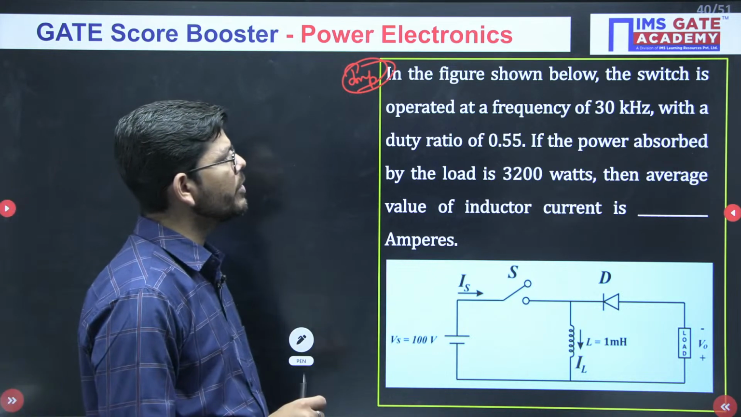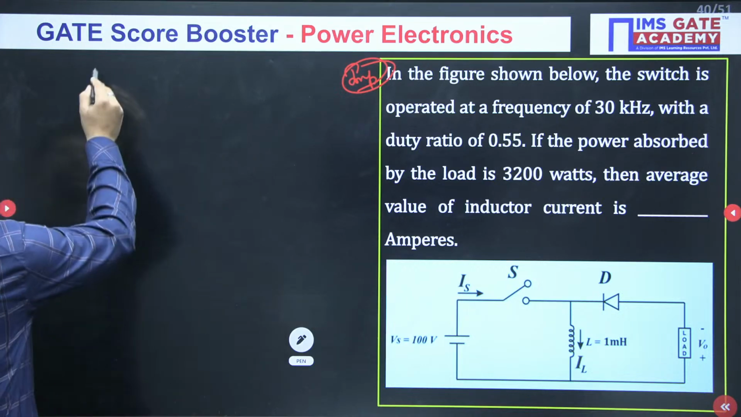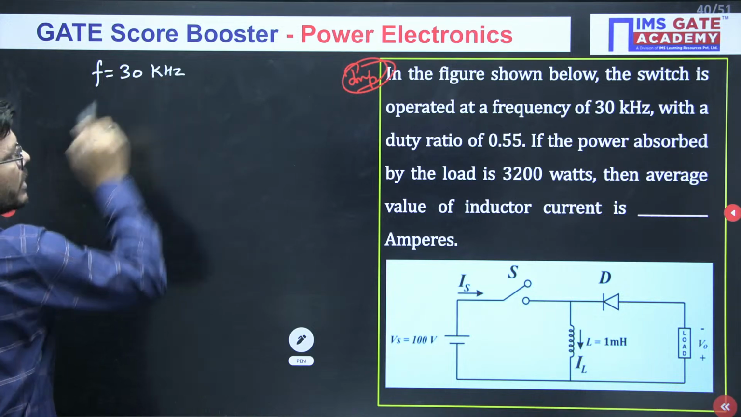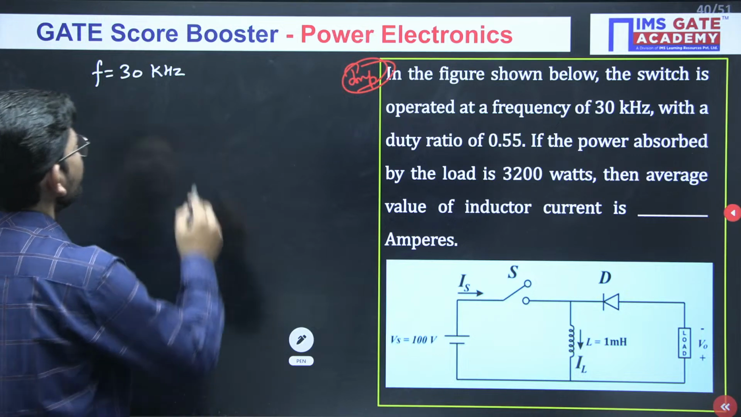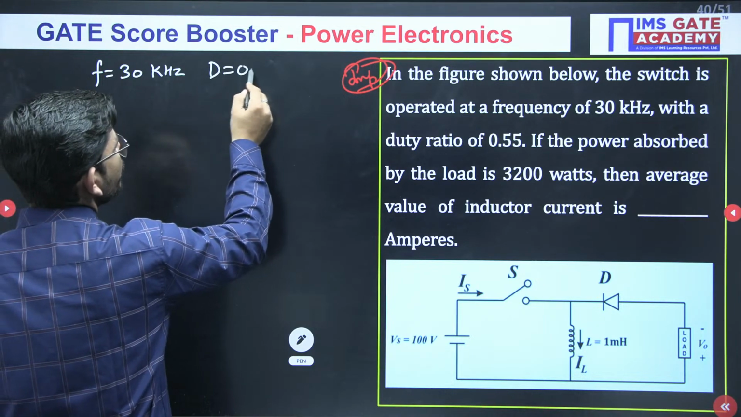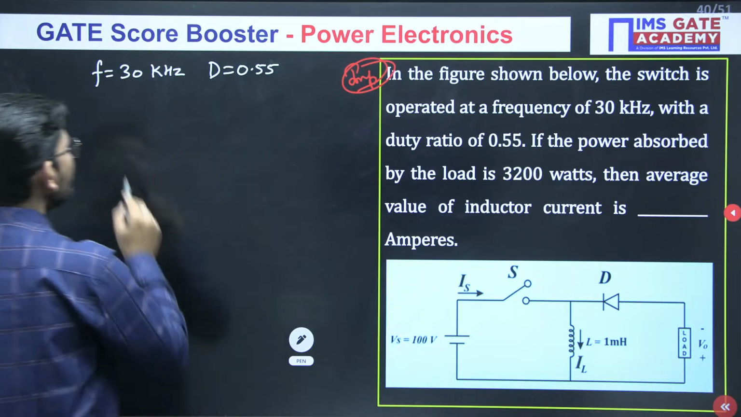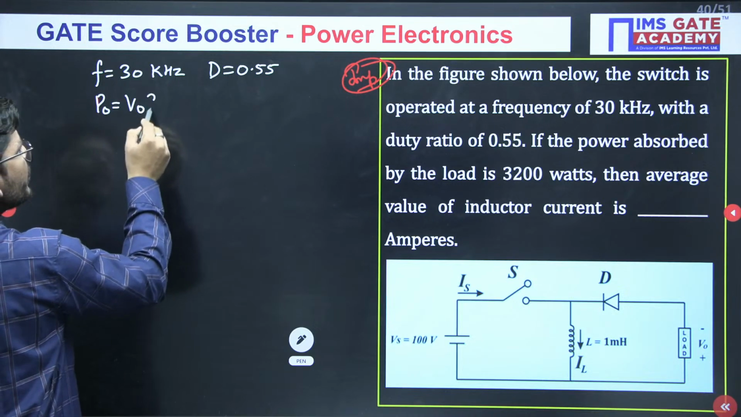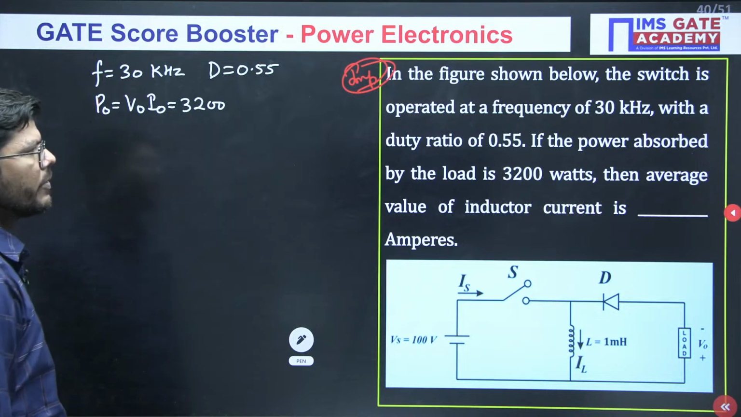What has been given is, in the figure shown below, the switch is operated at a frequency of 30 kilohertz, with a duty ratio of 0.55. If the power absorbed by the load is given, load power is V0 into I0, and this is given to you as 200 watts.